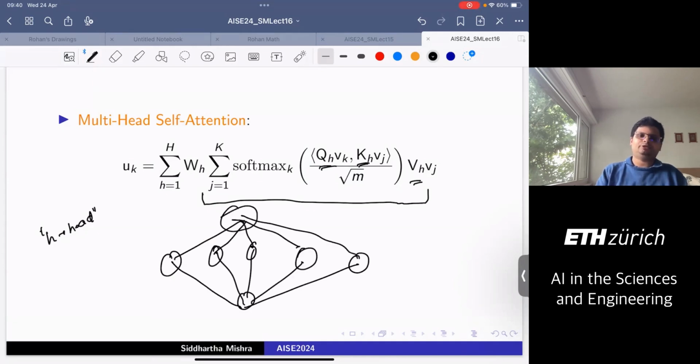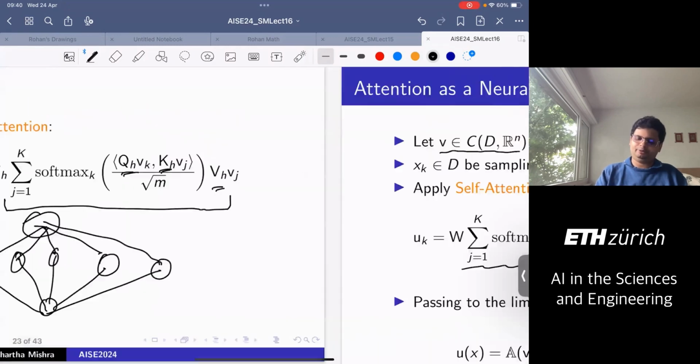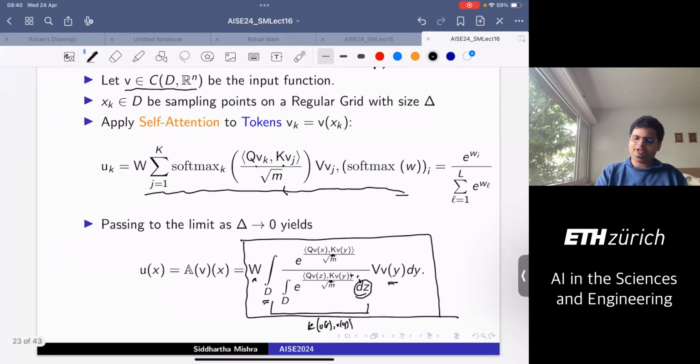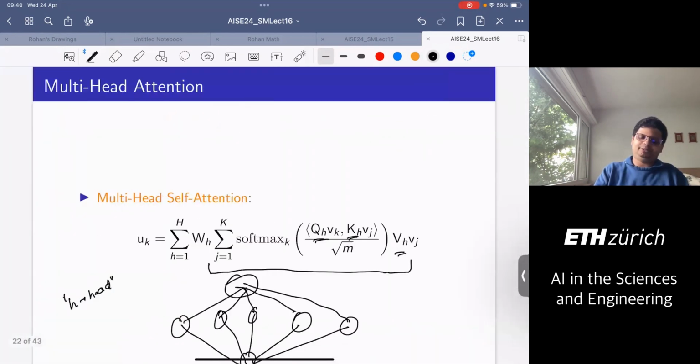And this can be seen, of course, from an operator perspective. From an operator perspective, all that you have to do is to add some H dependence and take a sum. This is not an integral. You just take a sum. So multiple heads is just multiple ways in which you take into account this relative information. And in practice, people have to take multiple heads.